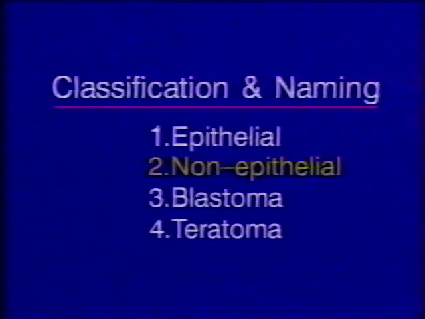The second major category of neoplasms is the non-epithelial tumors. These are generally of mesenchymal or mesodermal origin. Non-epithelial neoplasms are generally designated by a prefix which indicates their histologic type and a suffix which indicates whether they are benign or malignant. The suffix oma generally means benign, while sarcoma means malignant.